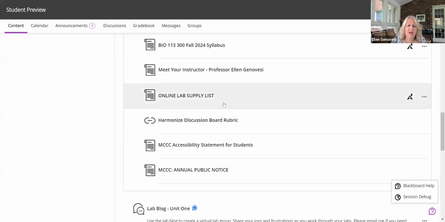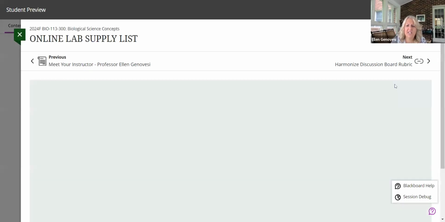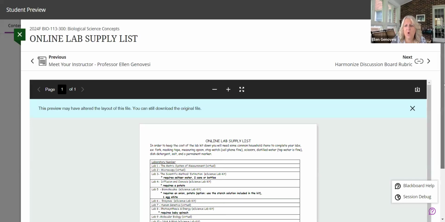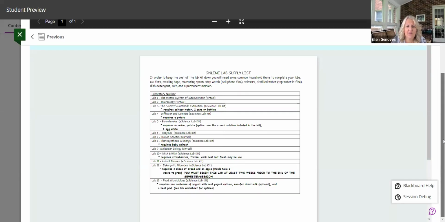This is an online supply list. This just gives you a total list of what you need for the various labs. I know this is far out, just getting started, but Lab 12 on eukaryotic microbes is really easy to set up. However, you're growing molds and they take about 2 weeks to grow. So make sure that you start this lab at least 2 weeks prior to the end of the semester.